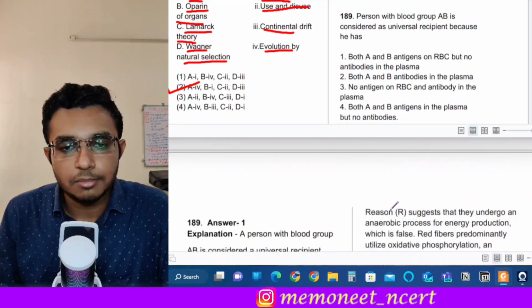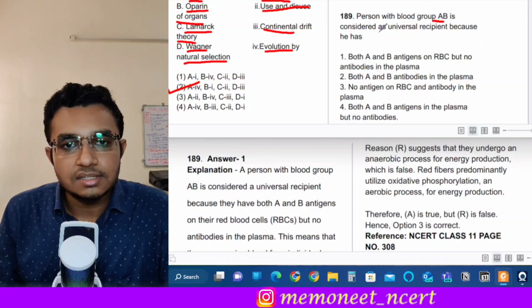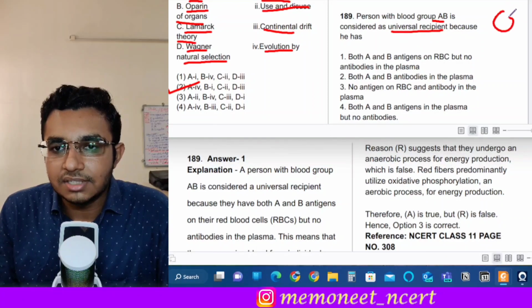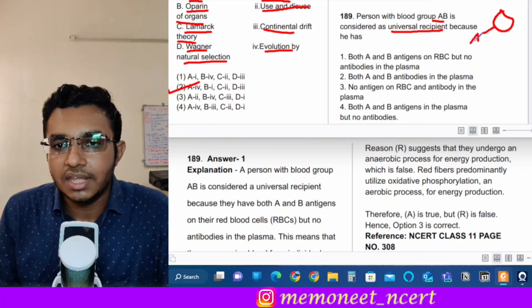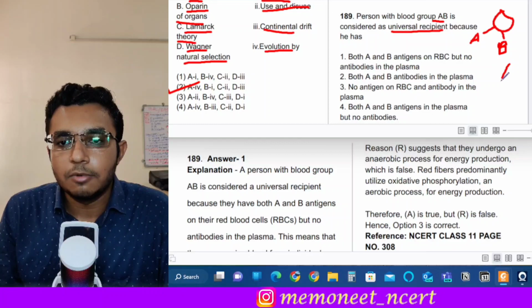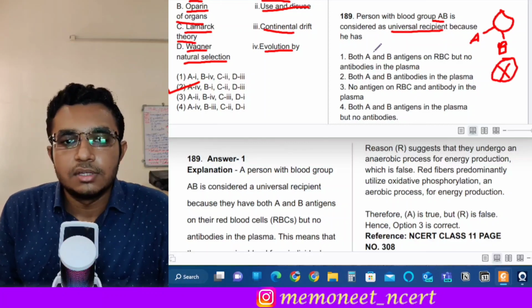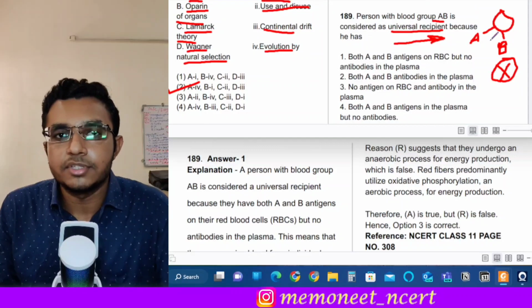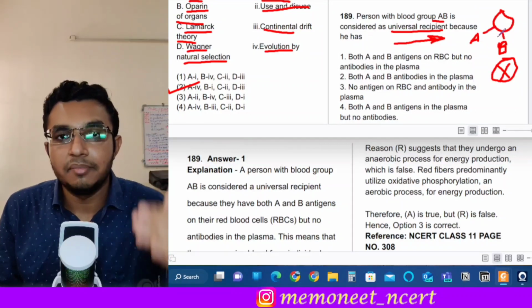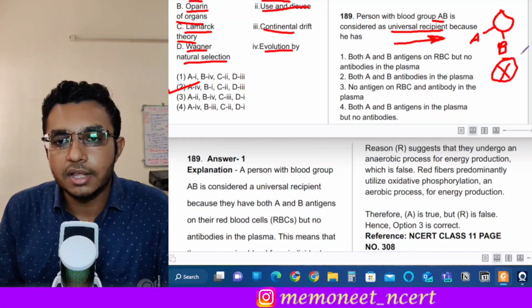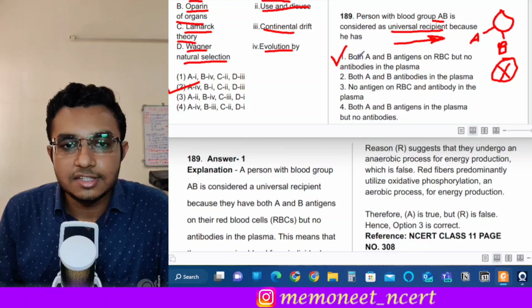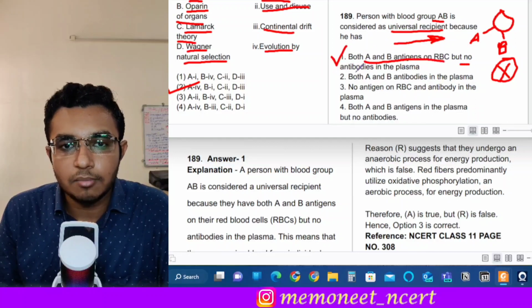The next question is question number 189. A person with blood group AB is considered a universal recipient because he has what? If a person has blood group AB, then his RBC will contain two antigens, the A antigen and the B antigen, right? And the plasma will contain no antibodies. Therefore he is considered a universal recipient because we can transfuse any blood group in a person of AB blood group, and there will be minimal chances of a transfusion reaction. Why? Because there are no antibodies against the transfused RBCs. So here the answer is option 1, he has both A and B antigens on the RBC, but there are no antibodies in the plasma.